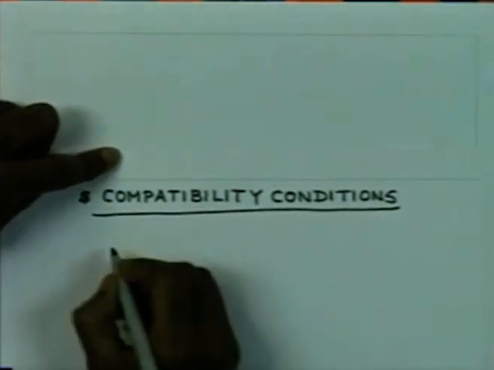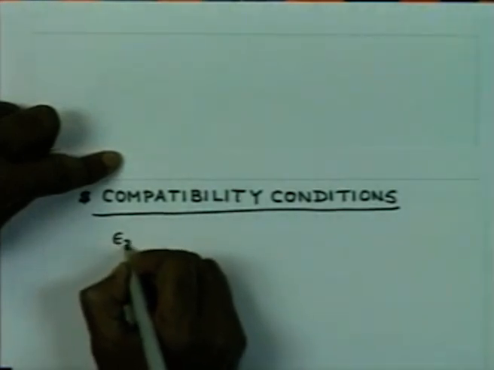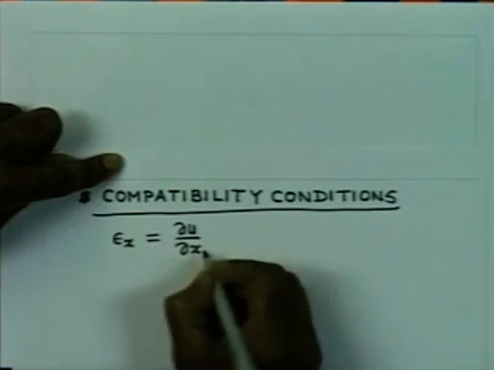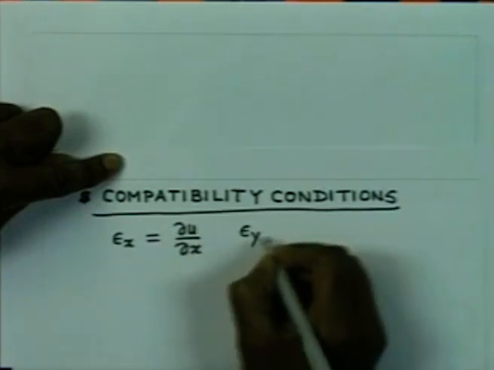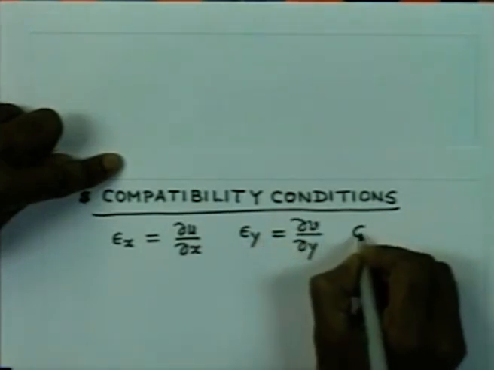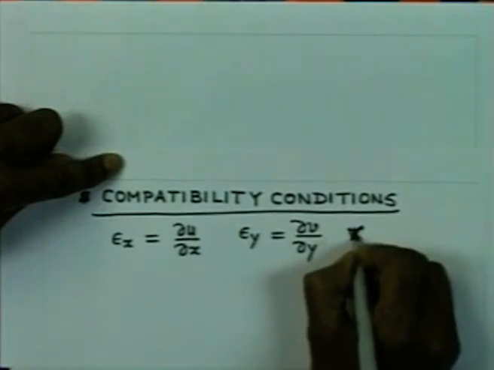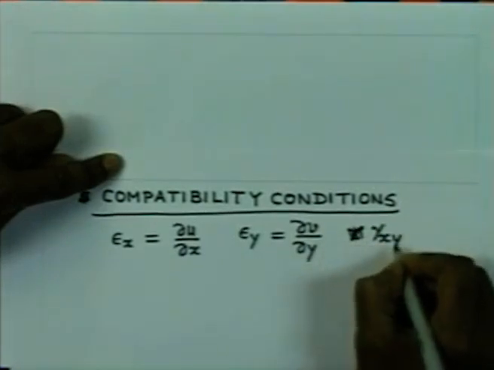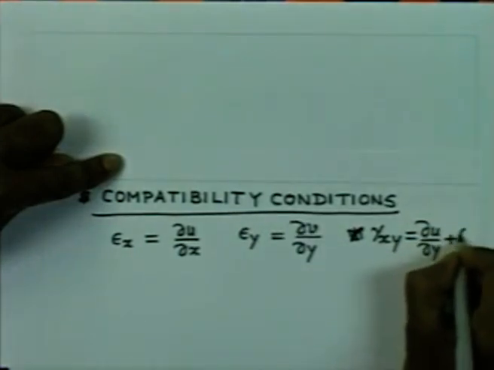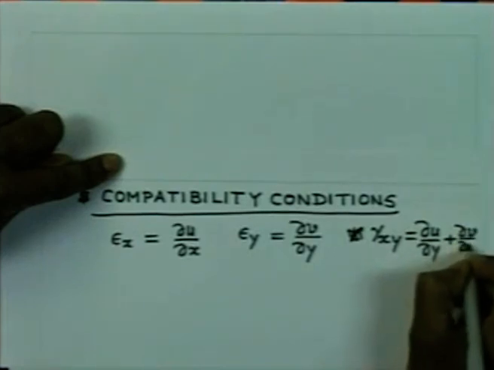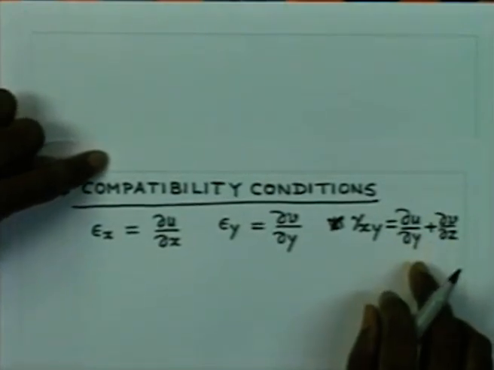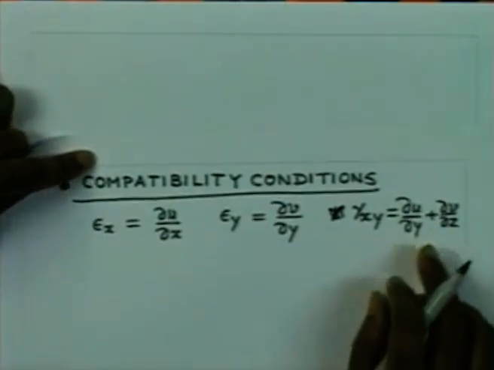We have already got the expressions for strains like epsilon x equals delta u by delta x, epsilon y equals delta v by delta y, and gamma xy is equal to delta u by delta y plus delta v by delta x. Now, we see that the three strain components are defined by the two displacement functions.